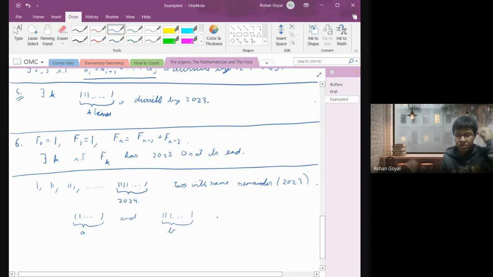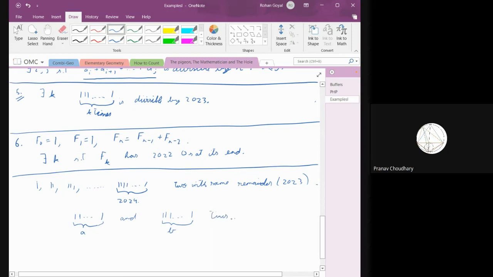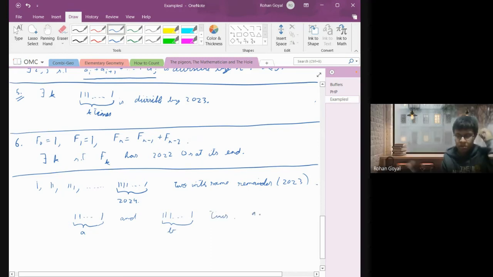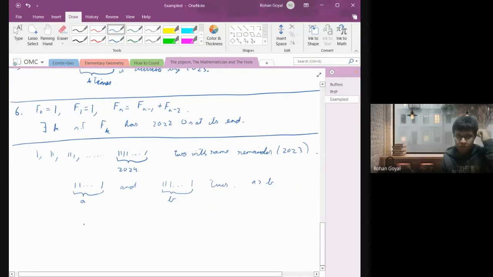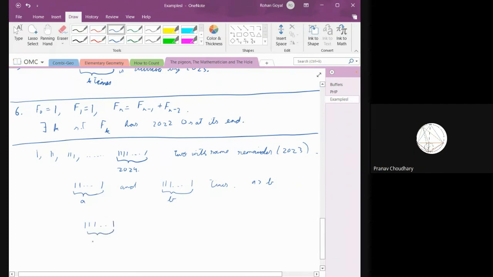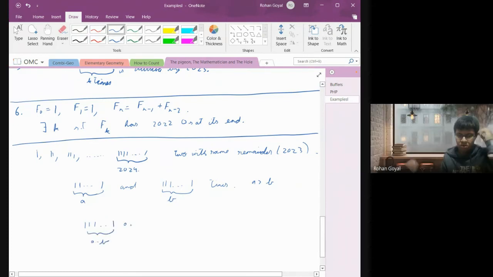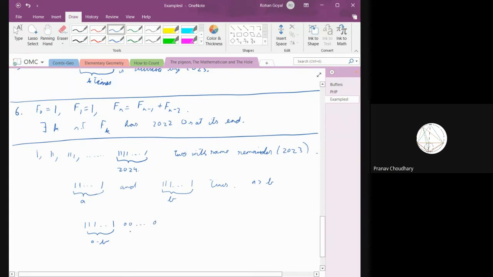B times? A is greater than B, we assume. A greater than B. Okay. Subtract the second from the first. Okay, so we get 1, 1, 1, 1, A minus B times, and then zeros. This is divisible by 2023.